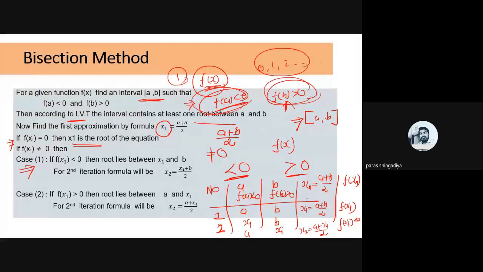Clear? Now, is there any doubt in this method? Is it clear to all? Have you any questions? No, sir. Okay, good. Remaining students, have you any doubt, any query?